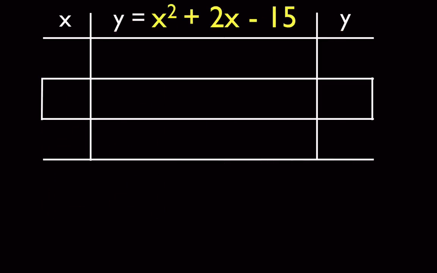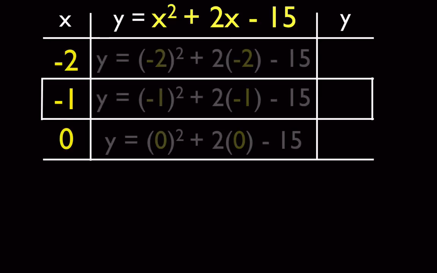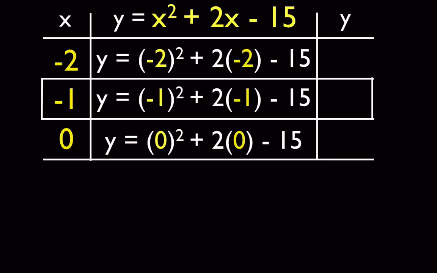Alright, looking at our second example here. We're going to start off by doing negative b over 2a. So opposite of 2 is negative 2. Divided by 2 is negative 1. That means my points next to it are going to be 0 and negative 2. Okay, and I fill in my chart.